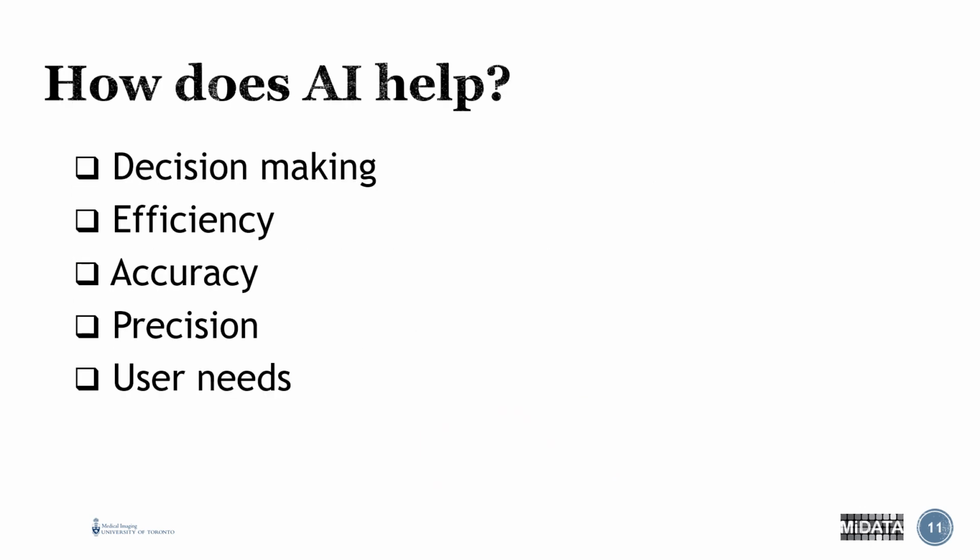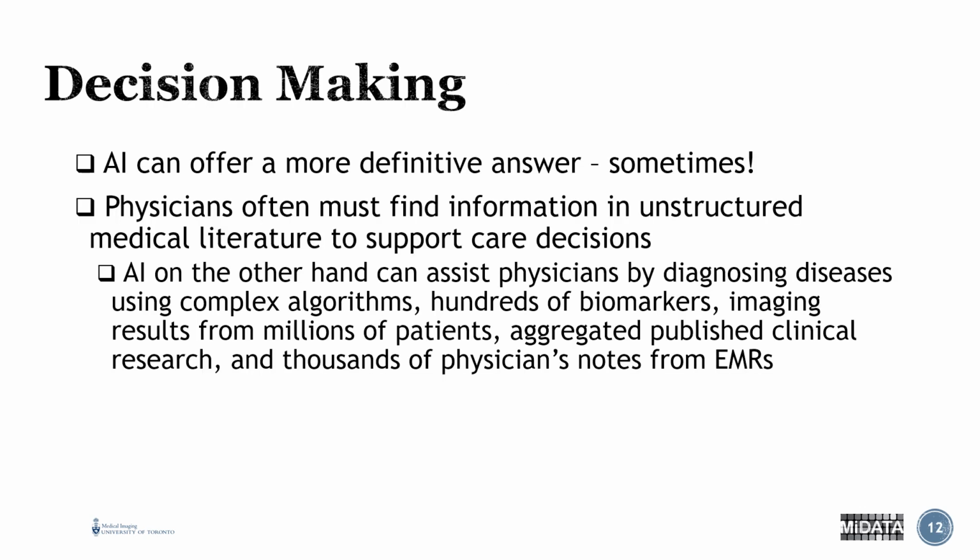Okay, let's describe how AI can help us. In my opinion, there are 5 reasons. The first, decision making. The second, efficiency. The third, accuracy. The fourth, precision. And the last one is addressing user needs. Okay, let's start off with decision making.